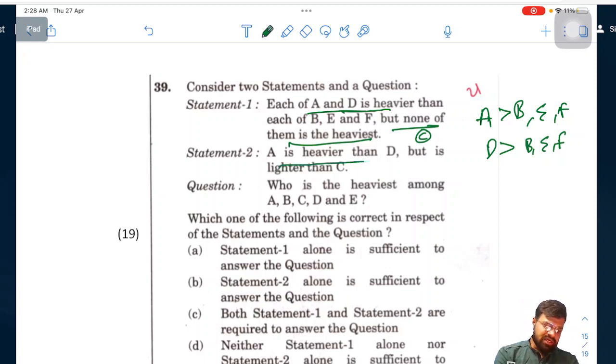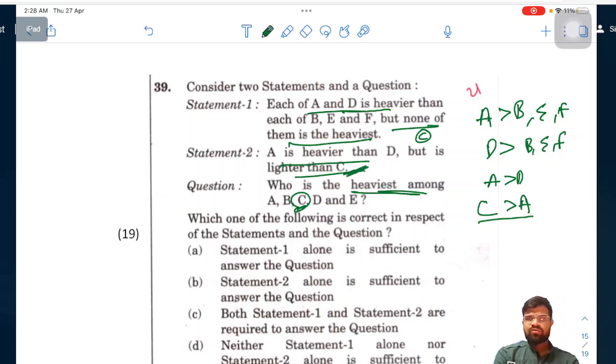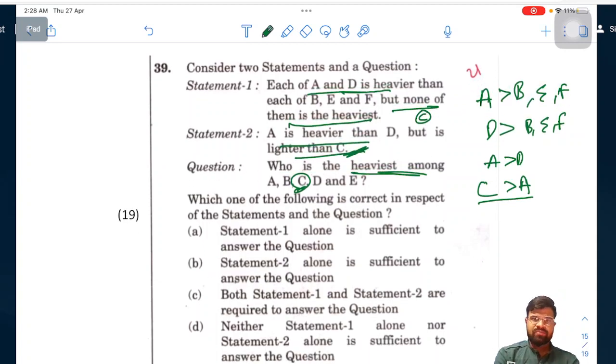A is heavier than D and lighter than C. So A is heavier than D and lighter than C. Based on this second statement, we can say who is heaviest. So this was kind of a confusing question in the actual UPSC exam, because it was mentioned in that, but none of them is heaviest.